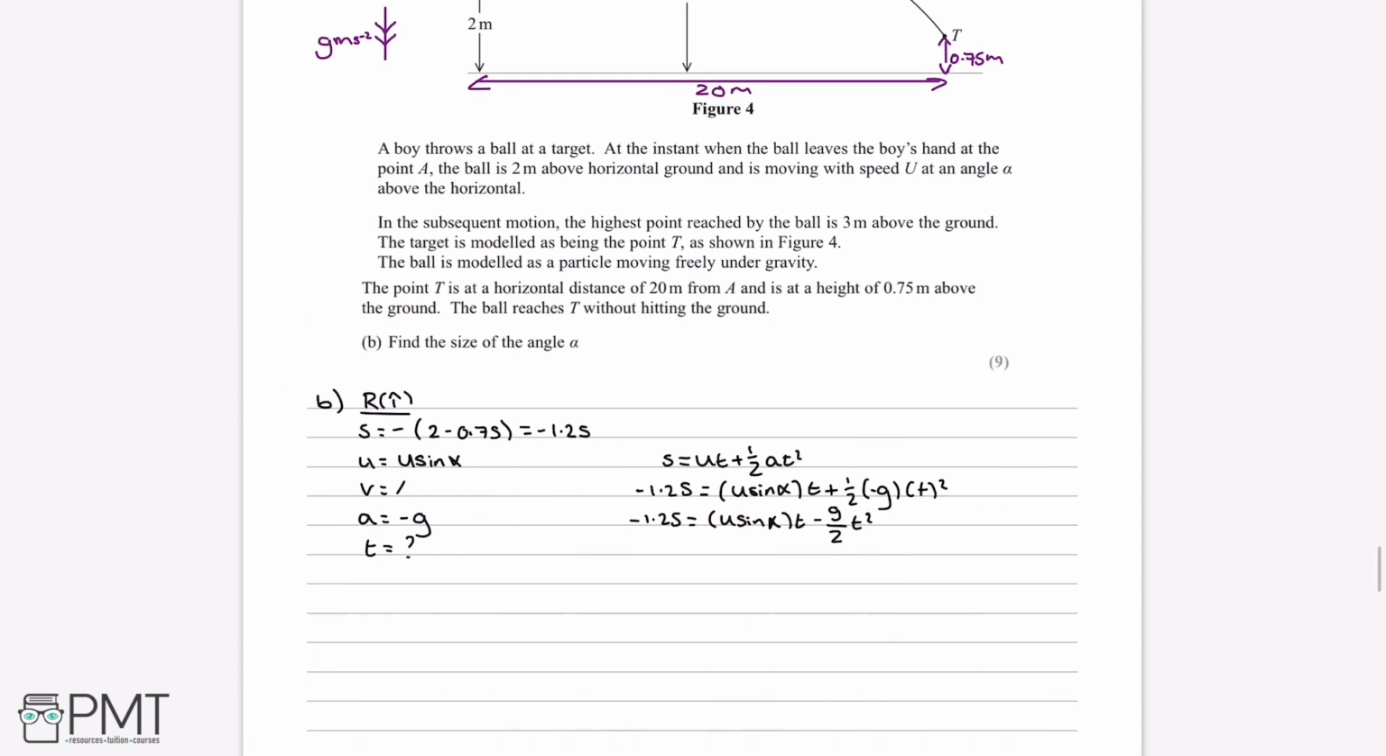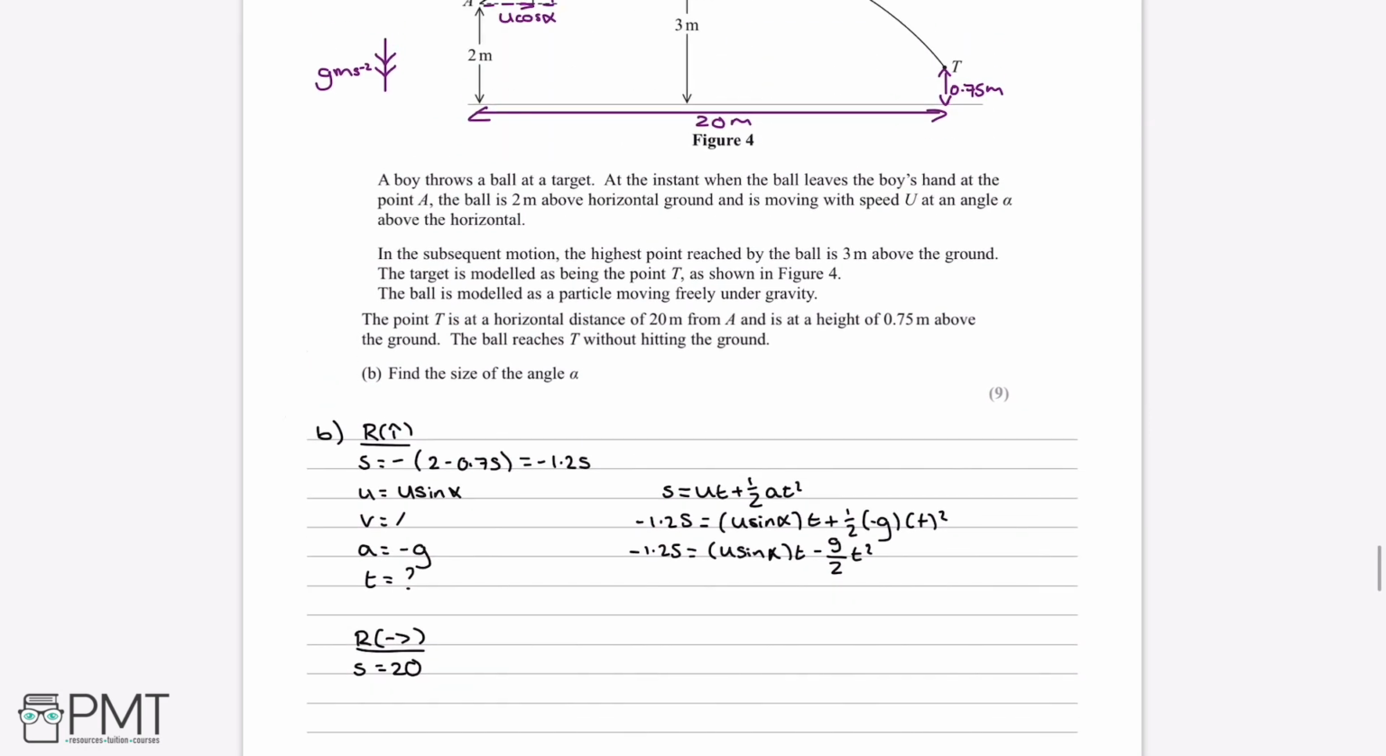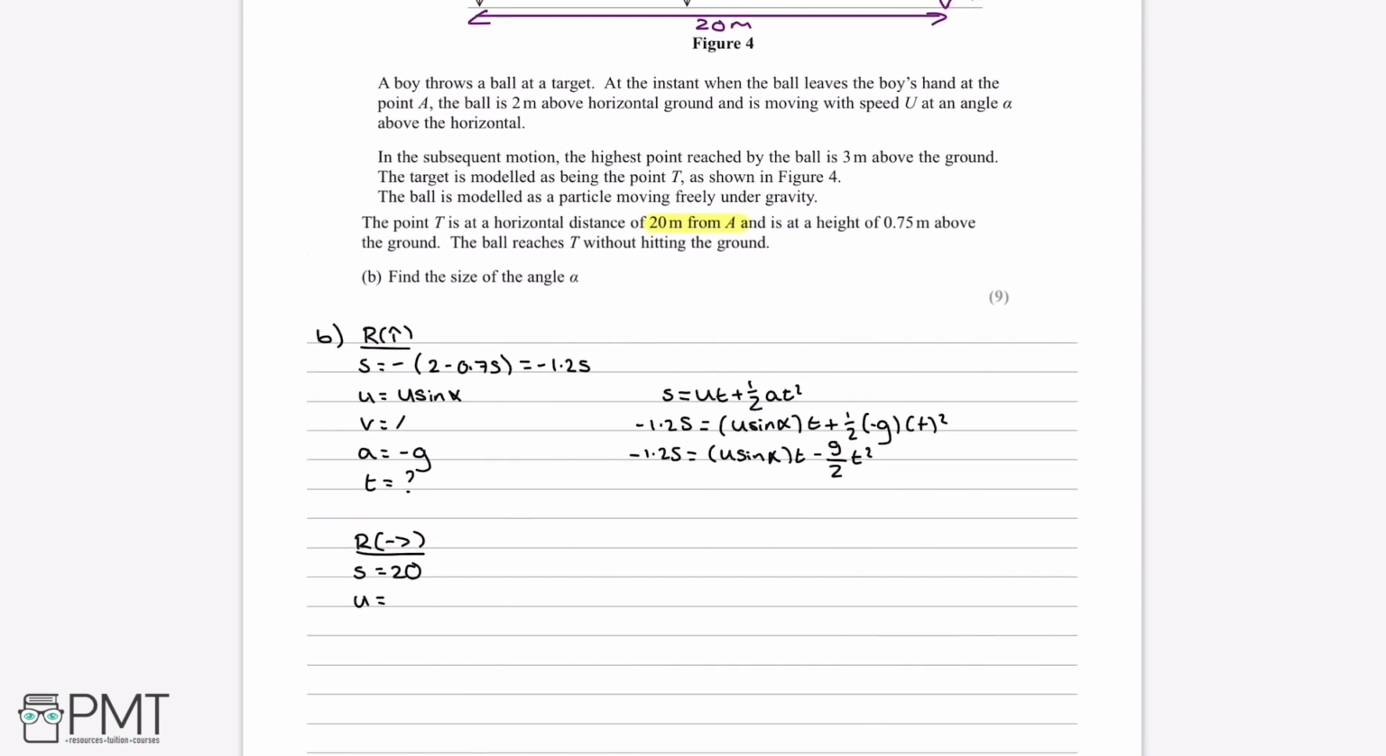which is why we need to do a simultaneous equation. So if we do the exact same thing, but now resolve horizontally, if we resolve to the right, just because that's the direction the ball's moving in our diagram, then our displacement must be 20 meters, because we know, as we're told in the question, that the point T is at a horizontal distance of 20 meters from A, so our displacement is 20. Our initial velocity when resolving horizontally is the horizontal component of u, which we found to be u cos of alpha. Final velocity we don't know, but also don't need to know for the exact same reason that we didn't use v when resolving vertically.